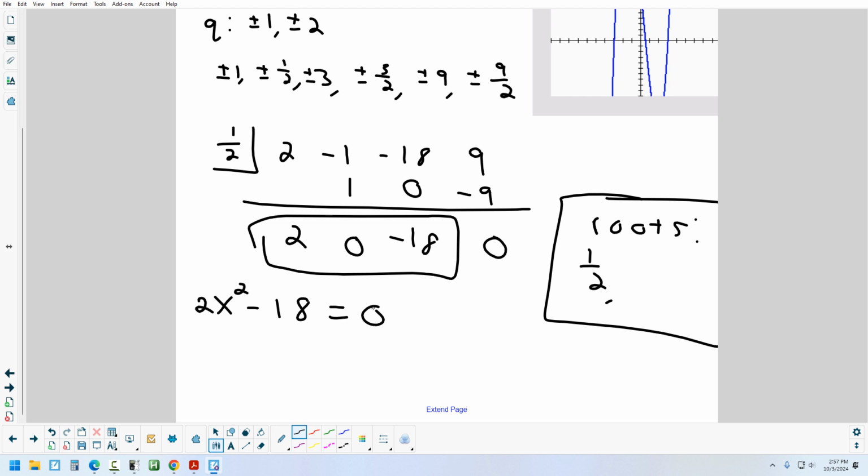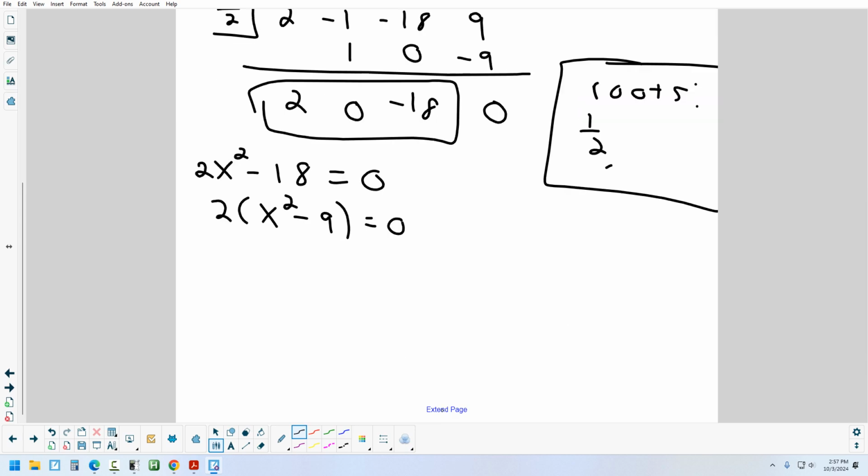This time I can factor out a GCF. What's the GCF between those 2 terms? Yeah. 2. So let's factor out a 2. We're left with x squared minus 9. And x squared minus 9 is going to factor and break down into 2 factors. How does x squared minus 9 factor? Yeah. X minus 3, x plus 3. Perfect. X minus 3, x plus 3.